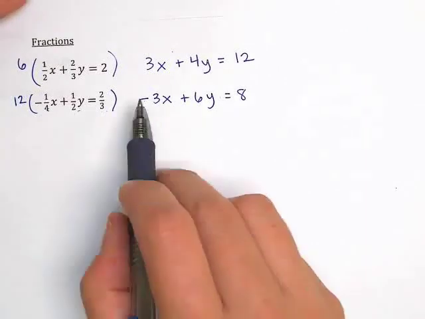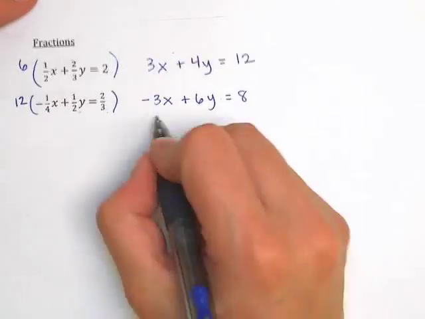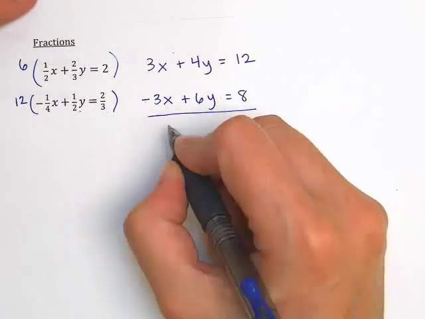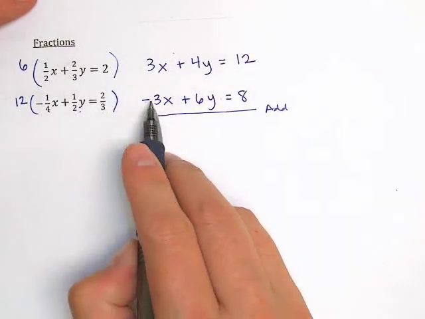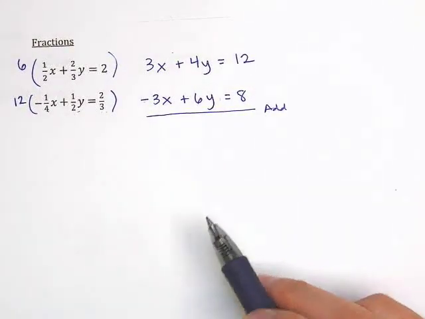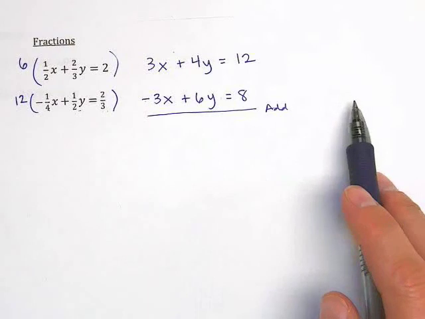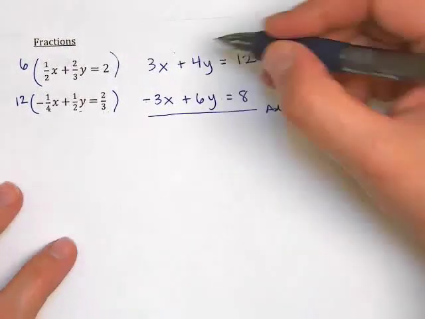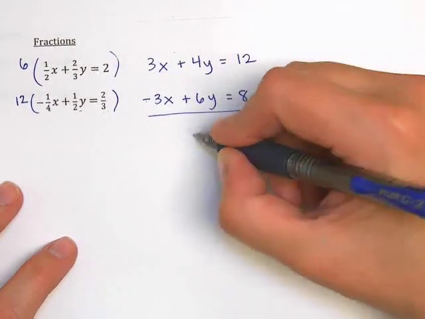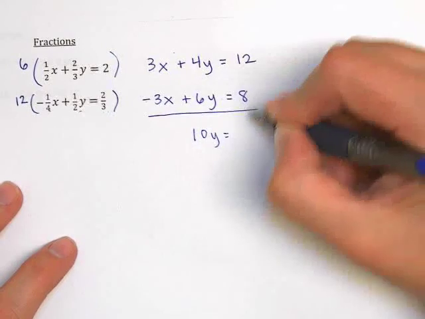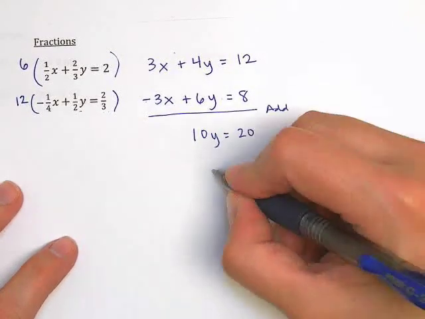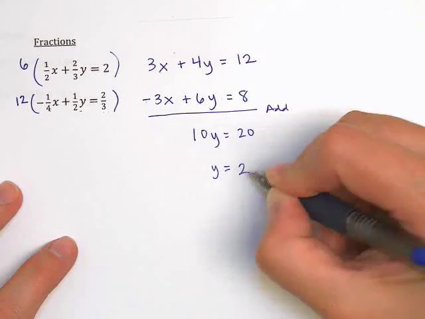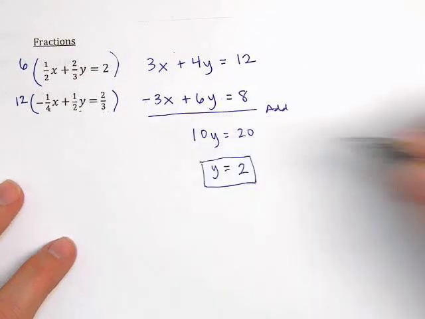I already see that I do have opposites, so I'm ready to go ahead and add these two equations together. If I didn't have opposites, I might need to multiply one or both of the equations again so that they would have opposites, so I'd be ready to add them together. 4y plus 6y is 10y. 12 plus 8 is 20. Now solving for y, divide both sides by 10, so y equals 2. Okay, and I'm halfway to my answer.